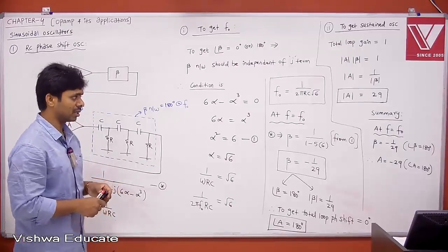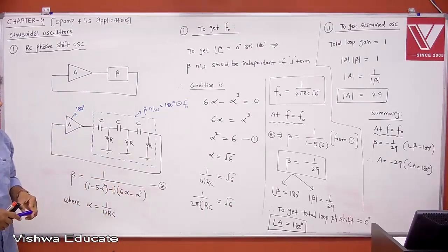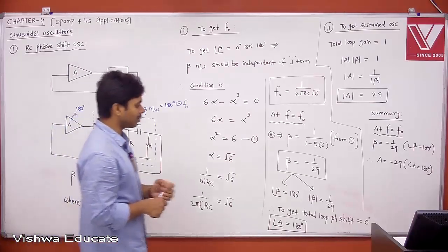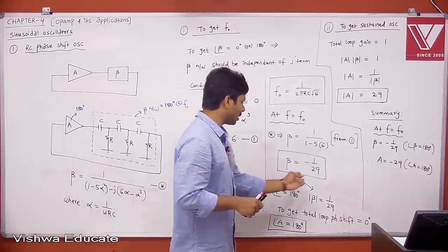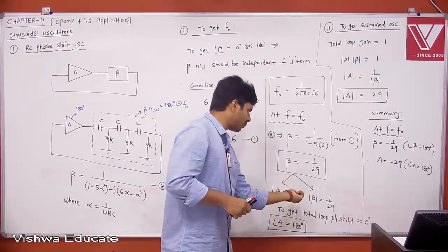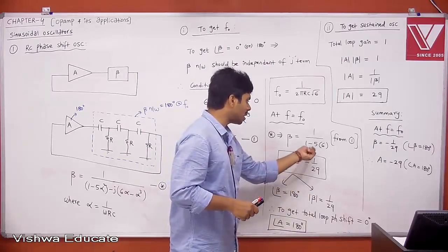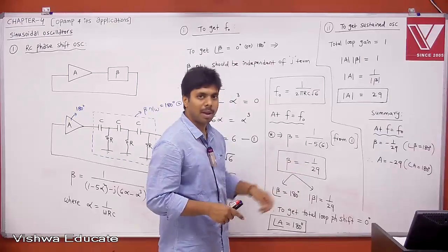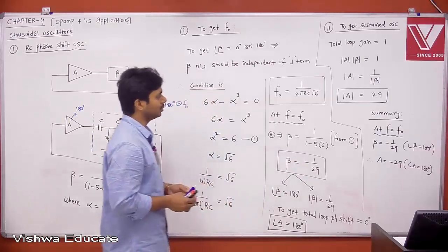That is your RC phase shift oscillator. Hope everyone understood. Here I am explaining the phase response and the magnitude separately. But if you combine both of them, the minus indicates 180 degrees, and 1 by 29 is your mod. Therefore, it has both phase shift as well as magnitude. Okay, take it.